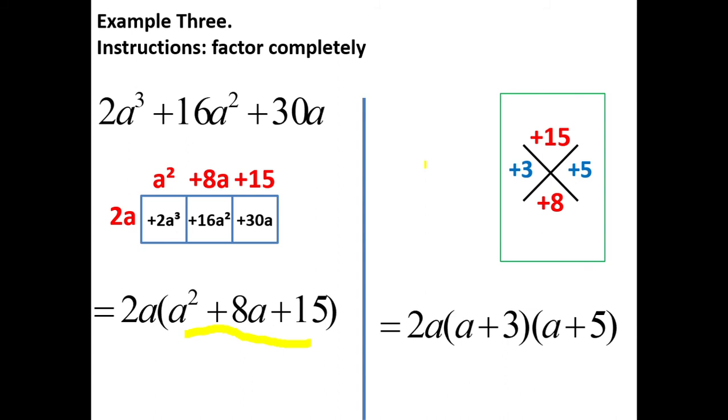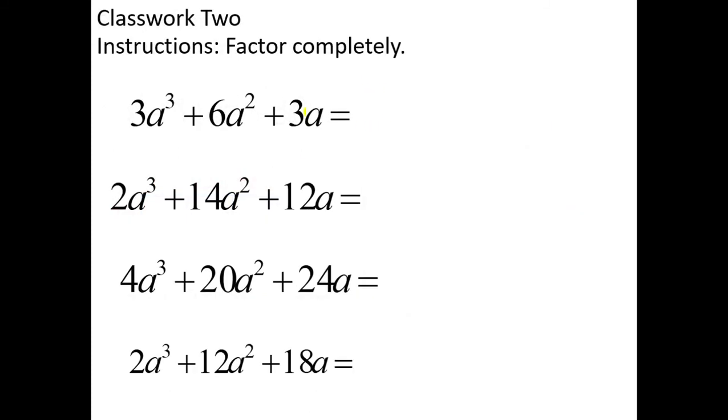Okay, so we're going to try some classworks that look just like this, and you may need to come back and watch this slide again on example 3. And here's what they look like. So try the first one and look at the instructions, factor completely, which means you're going to have to pull out whatever will come out, and then if you've got anything left, if you've got a quadratic, you're going to have to use the puzzle box to factor that. So pause your video, and then we'll look at what I got.